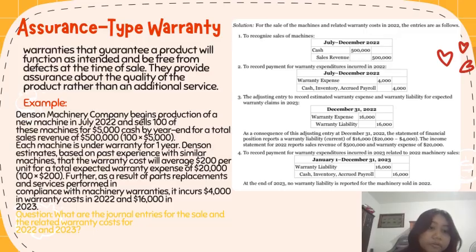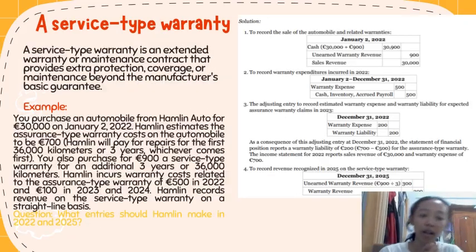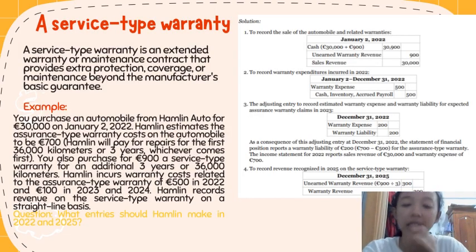And the last one is to record payment for warranty expenditures incurred in 2023 related to 2022 machinery sales. So the warranty liability is on the debit side, and cash, inventory, accrued payroll is on the credit side. The amount is $16,000. So at the end of 2023, no warranty liability is reported for the manufacturer.